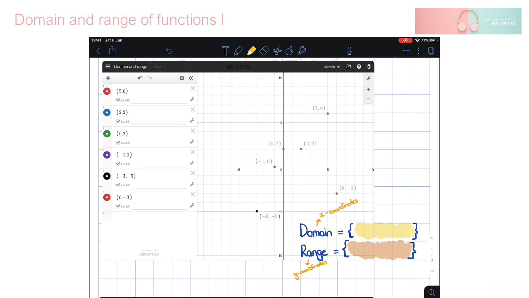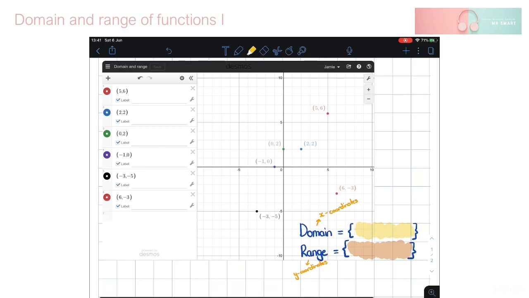In this video, we're going to be looking at the domain and range of functions. So here we have a function. There are 6 points in that function. And essentially, the domain are the x coordinates in the function and the range are the y coordinates.